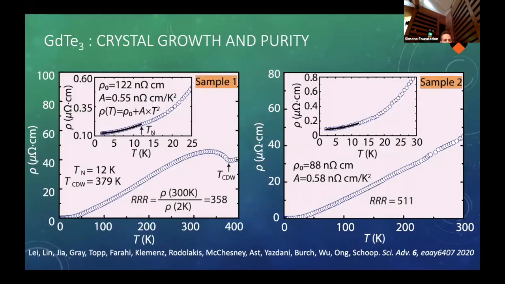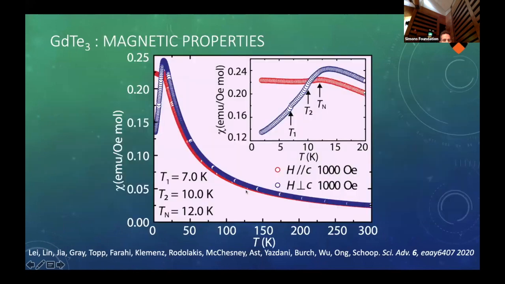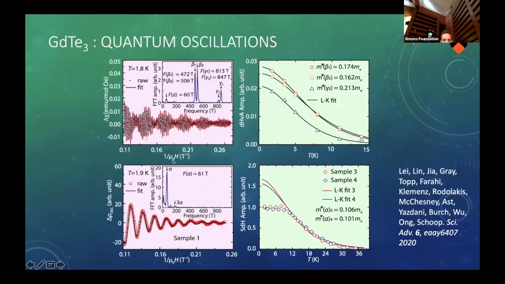I'm going to go through this quickly. We checked that they're still metallic even after the charge density wave. Charge density wave comes in here. Crystals are metallic. They have really high RRR ratios, which means that the crystal quality is high. They do order antiferromagnetically below 12 Kelvin and actually have 3 different magnetic ordering temperatures. And if you put them in a magnetic field, they display very beautiful quantum oscillations.